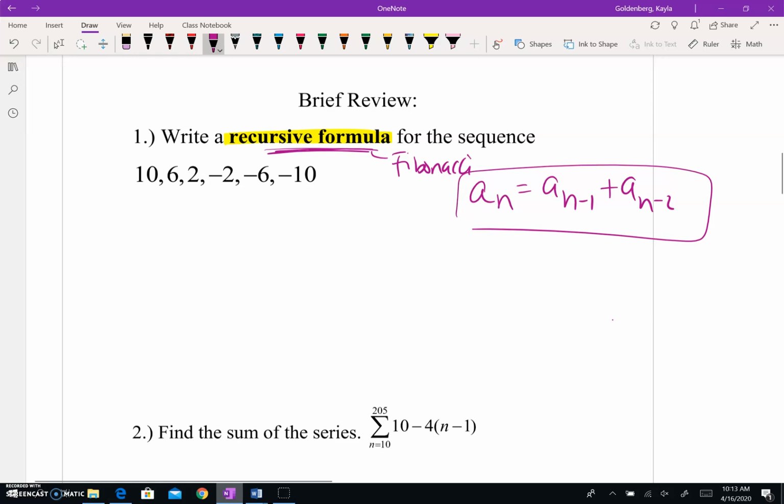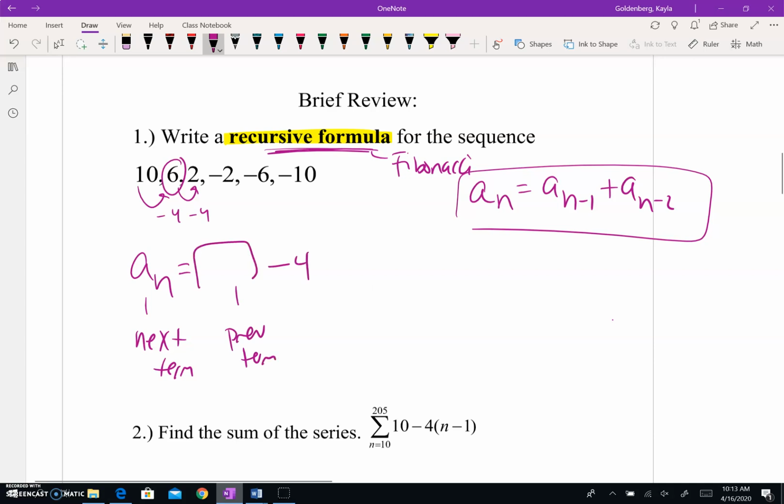If we wanted to write a general rule for this one, we would say, okay, if I want the next term, like 6, remember this one had that common difference of minus 4, I take, this is called my next term, I take my previous term, and I subtract 4, right?